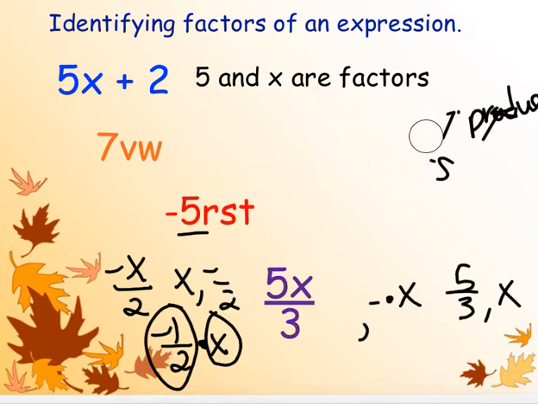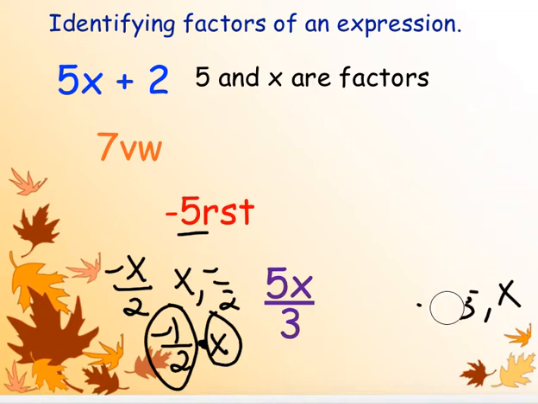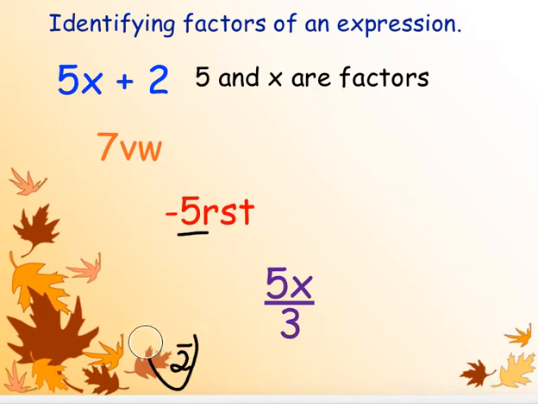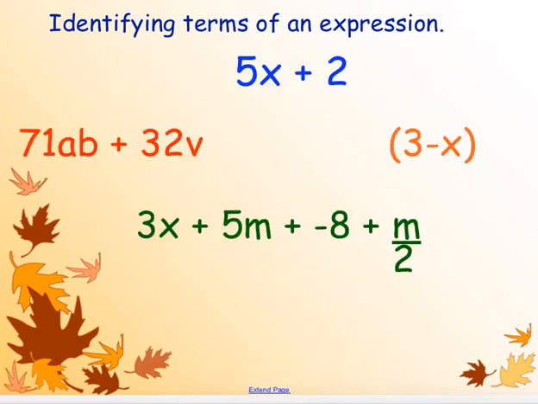So far we've seen constants, variables, coefficients, and factors. The last part of this lesson is being able to see what the terms are. Like we talked about in class, a term is always separated from a different term by an addition or subtraction sign. So if we look at 5x plus 2, that plus sign in the middle tells me that two terms are being split up. 5x is a term and 2 is a term.